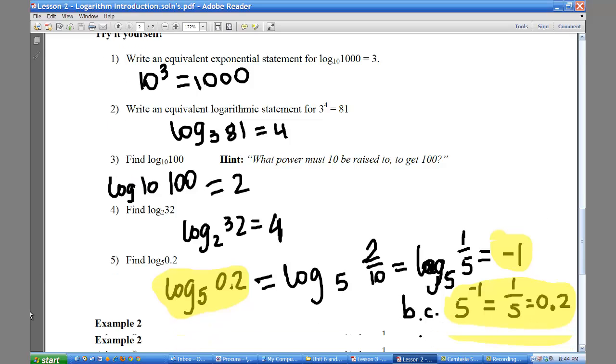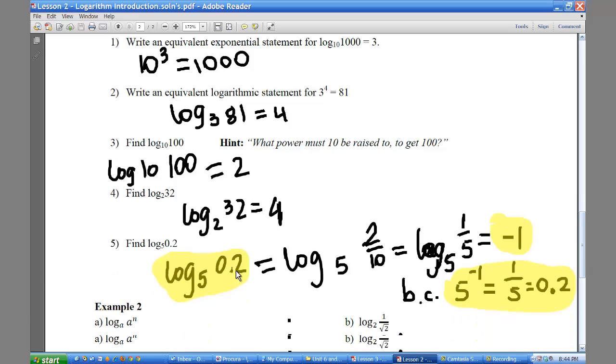Okay, here's a tricky one. Log 5 of 0.2. Which exponent did you raise your 5 to get 0.2? When your answer is a decimal, it sometimes makes sense to turn it into a fraction. Because remember, when you get a fraction, it means that your exponent was negative. Also, it shows you what was your base and which exponent it was raised to.